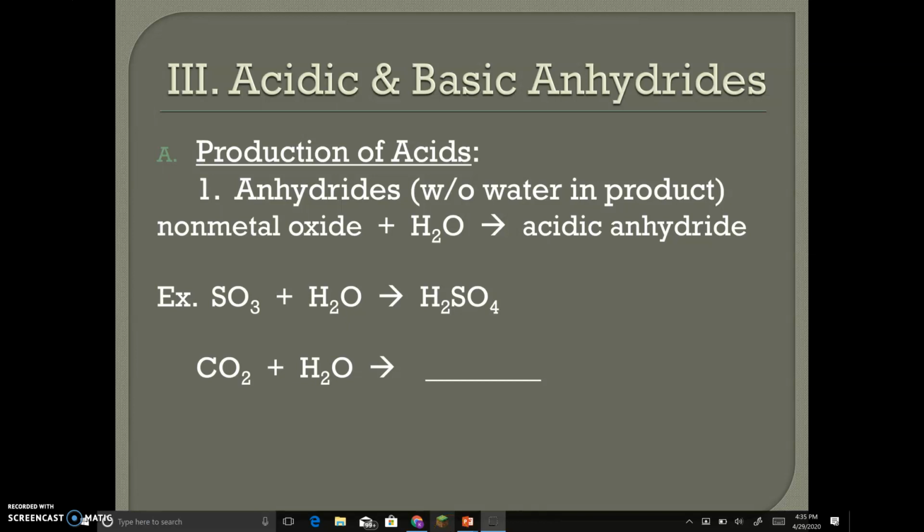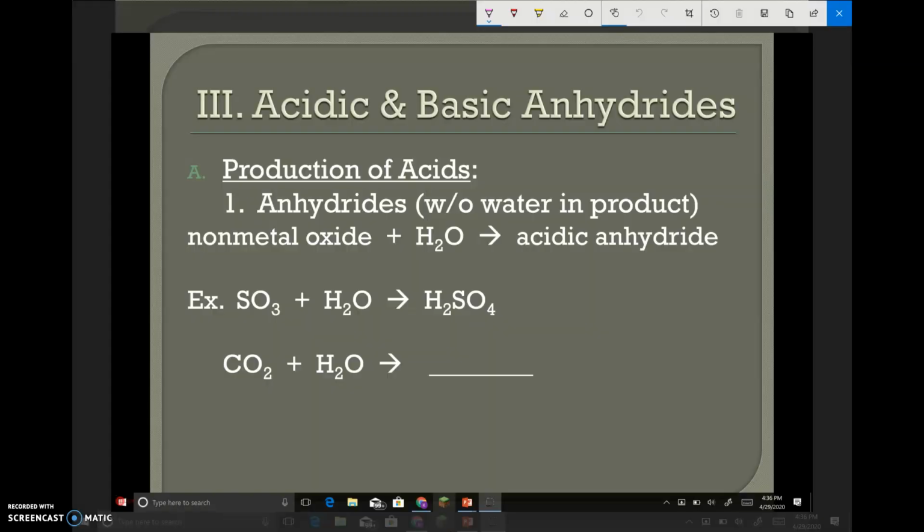Section 7.3 covers acidic and basic anhydrides. So the first one we're going to talk about are acids. When we produce an acid, we call it an acidic anhydride. Anhydride just means without water in the product, but there is water on the reactant side right there.